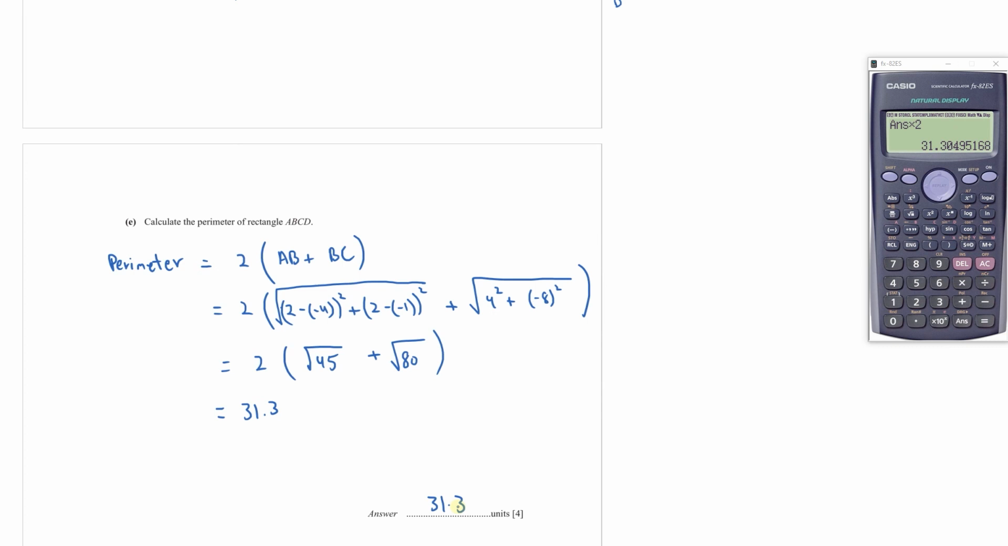So this is the end of May-June 2018 paper 2 variant 2.